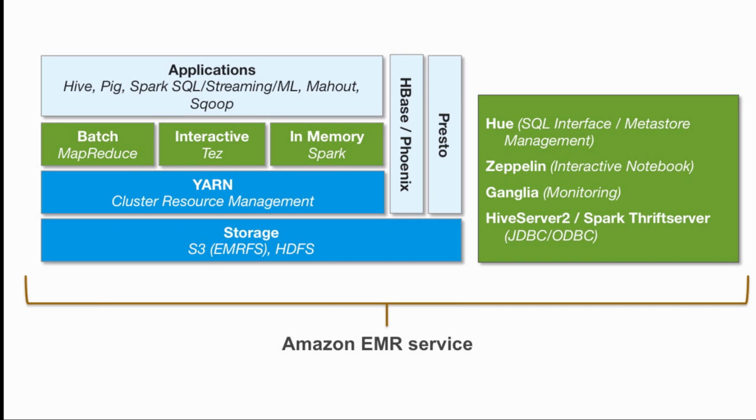EMR file system. Above that is Yarn. Yarn's the resource management. And you can run now batch and interactive and in-memory applications. Some examples are there, Tez for the interactive, Spark for in-memory. And then a whole host of applications can run on it, shown at the top, the Hive, Pig, Spark, and so on, Scoop.